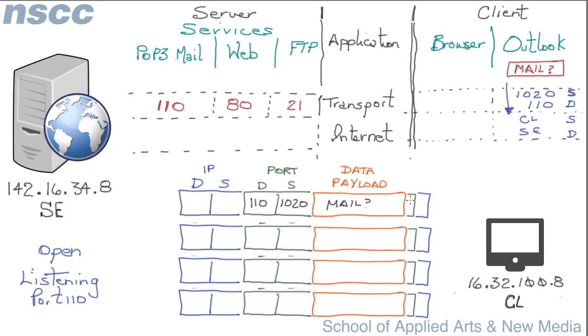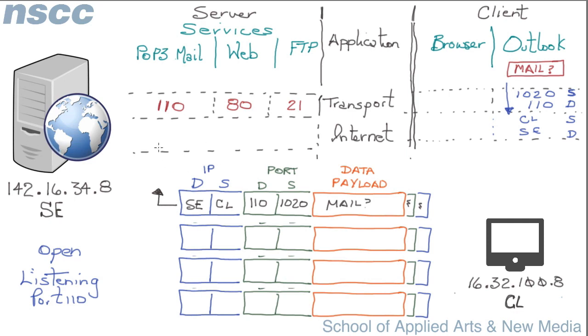So this is encapsulated. We might have some error checking in here. As this travels down to the internet layer, the destination IP address is going to be 142.16.34.8. I'll just put SE here to indicate that. And the source IP address is the client address. And there's some error checking going on here. And what happens is that packet gets sent out and delivered to the network card of the server.